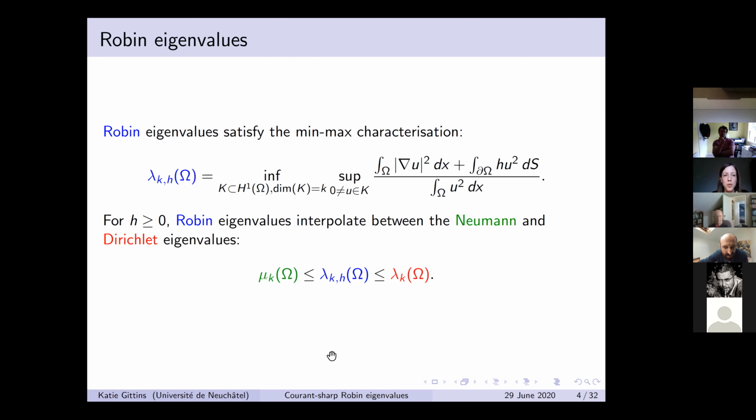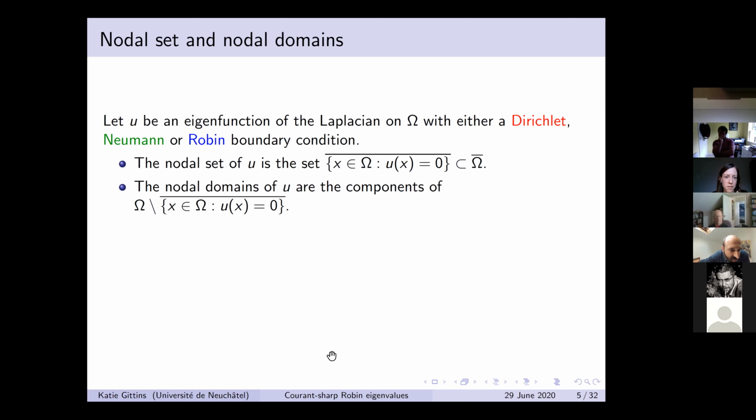Okay, so we're interested in the Robin eigenvalues, and we'll also be interested in the corresponding eigenfunctions. In particular, we'll be interested in the places where the eigenfunctions vanish, which are called the nodal sets. So I'm going to take u an eigenfunction of the Laplacian, either with Dirichlet, Neumann, or Robin boundary condition. I hope I've kept the color coding the whole way through: anything that's red is for Dirichlet, green for Neumann, and blue for Robin.